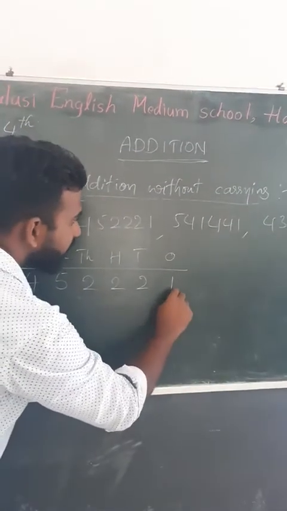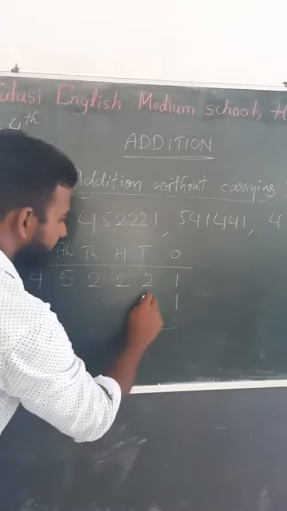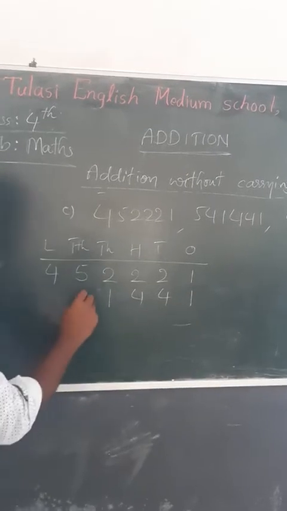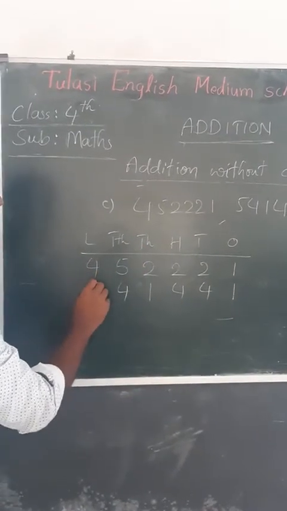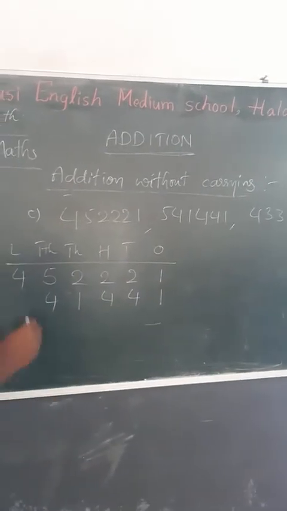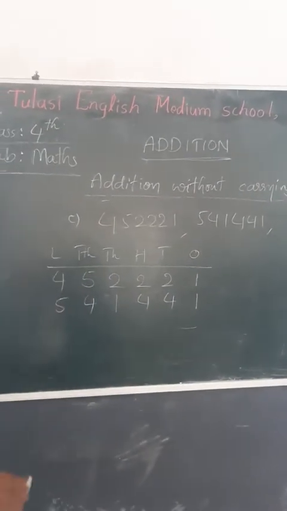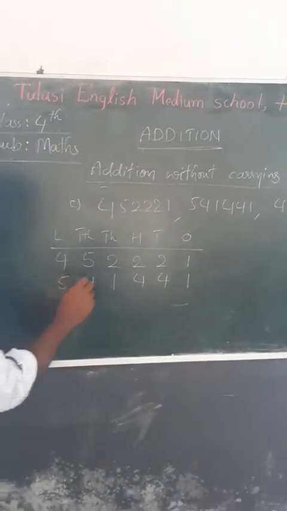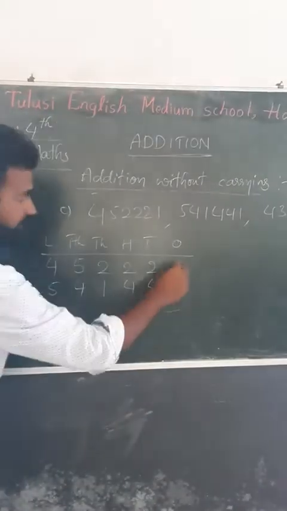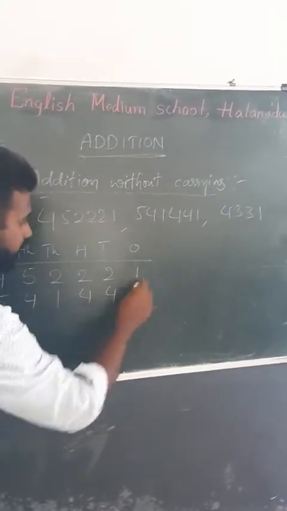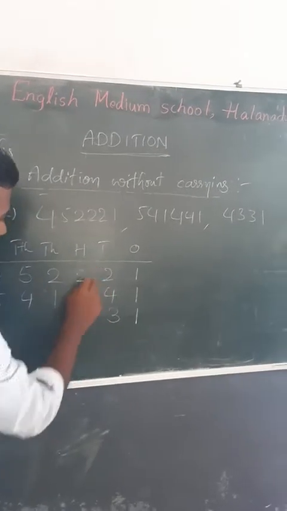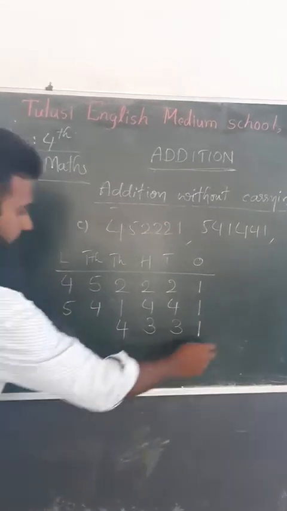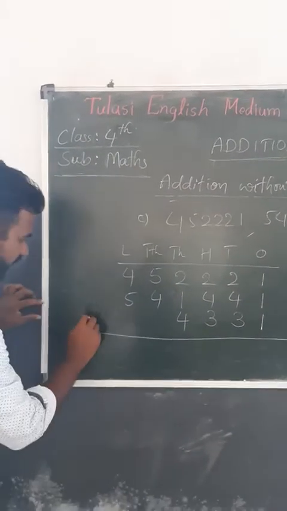Here, ones place 1, tens 4, hundreds 4, thousands 1, 10,000s 4, and lakhs 5. One more number, 4,331. See, ones place 1, tens place 3, hundreds also 3, thousands 4. So we have to add these three addends.